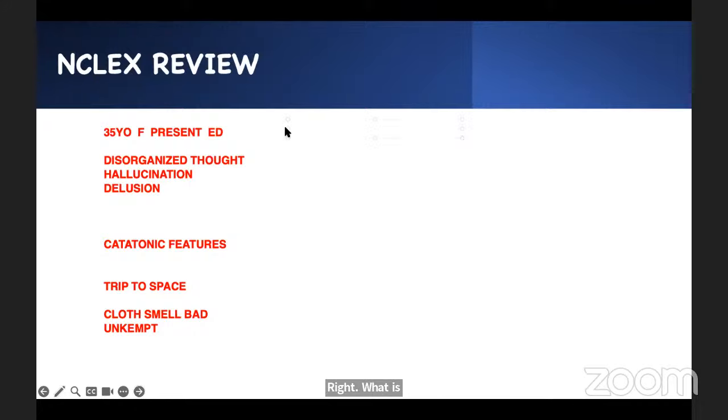What is your diagnosis? This is a case for you. If you see this, what should be your diagnosis? What do you think? This is a patient, 35-year-old female. She's in the emergency room with those features. What do you think is going on with that patient? What is your differential? And how would you make the diagnosis?